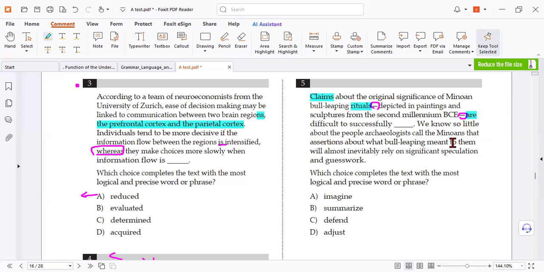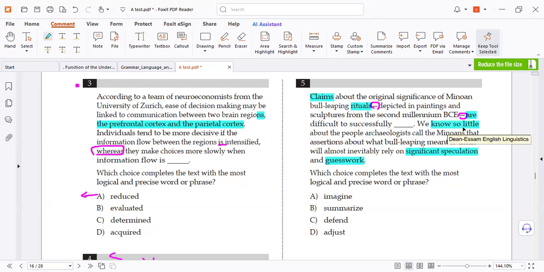Remember something very important: not all the time will the writer give you the word "because" or "due to." Sometimes there is a new sentence like that: because we know so little about them. And look, assertions about what Bull Leaping meant to them will inevitably rely on significant speculation. And guessing, what does speculation mean? Guesswork. Because you have "and," I can escape from the vocab, but it's a common word by the way.